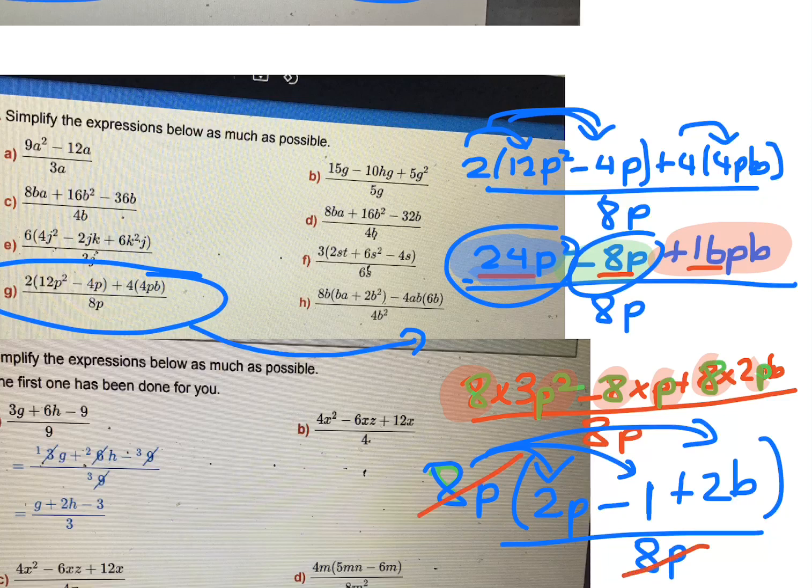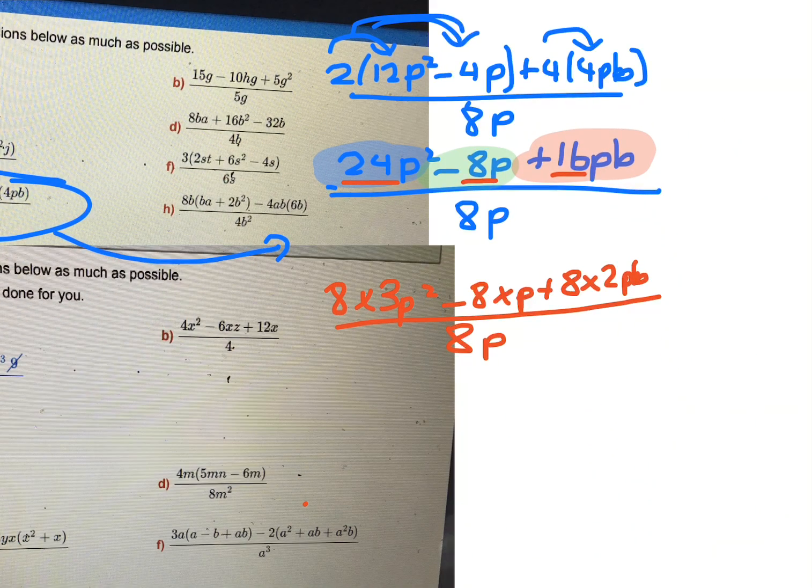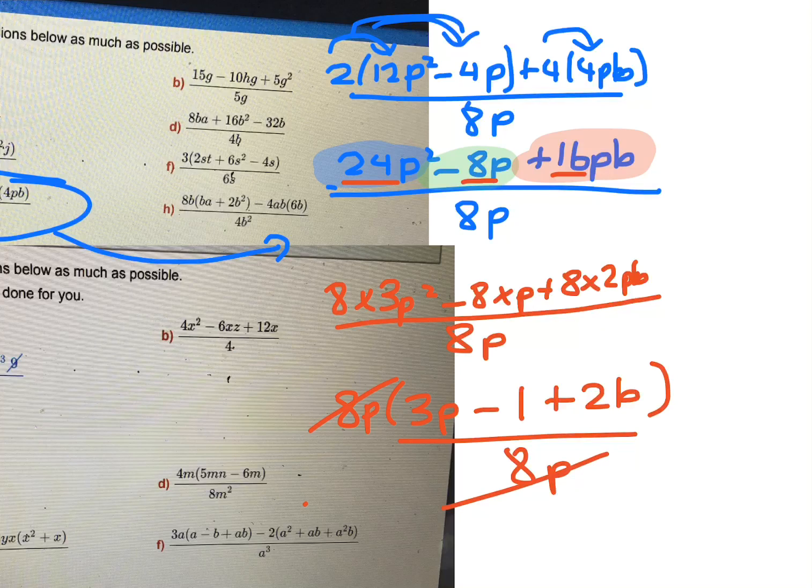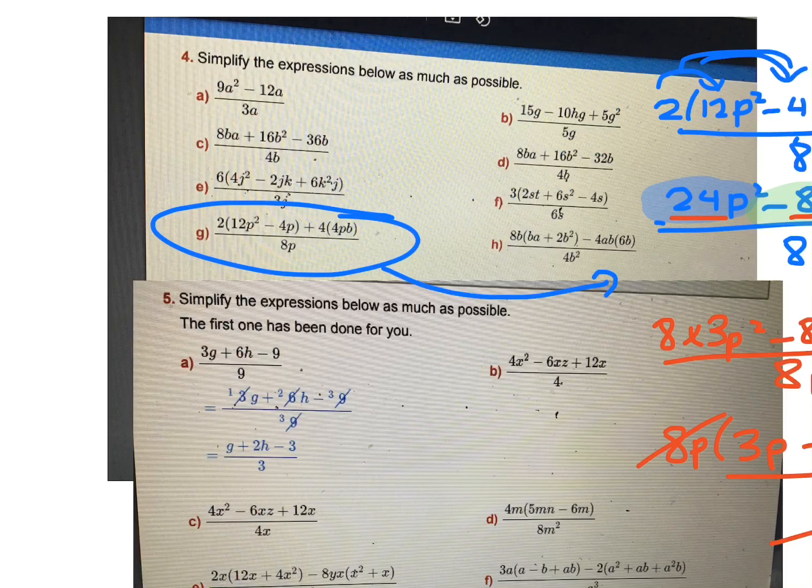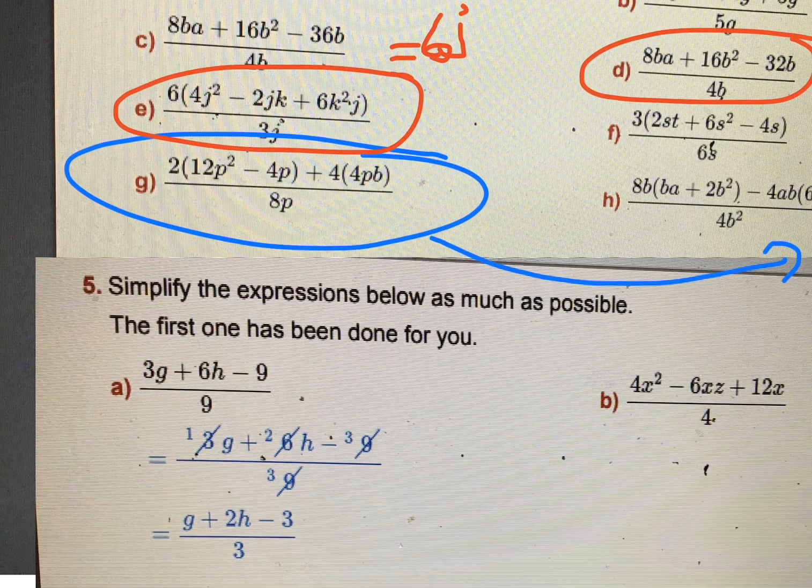So the 8p cancels with the 8p, and you end up with 3p minus 1 plus 2b. So be careful, even with, see the one above, you've got 3j on the bottom and you've got a 6. There's an extra factor of j in there that you really should take out, because otherwise you're not going to have anything to cancel. These ones here, you're just factorising and cancelling. They kind of look okay.